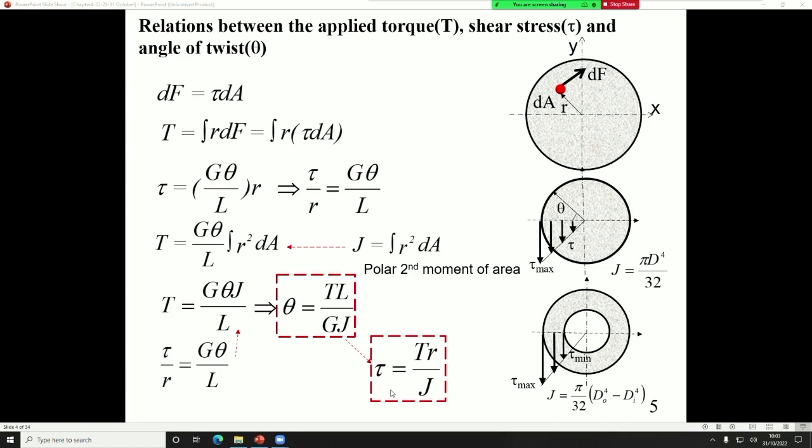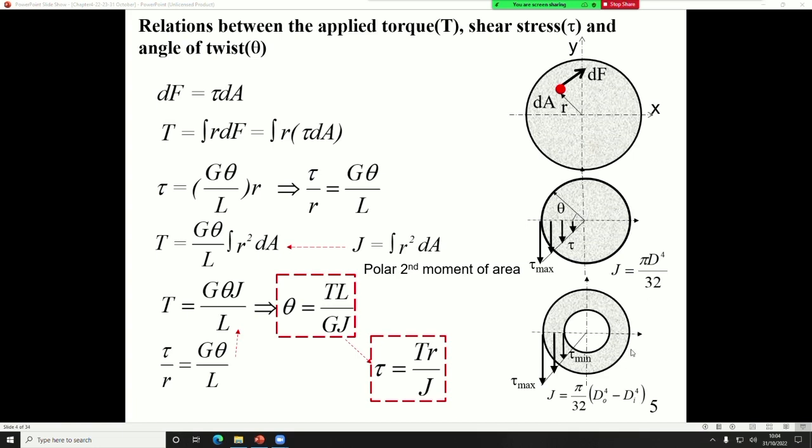I also showed you that the shear stress on the cross section is equal to the torque applied, times the radius of any point, any fiber, from the center of the twist or center of the cylinder, divided by the polar second moment of area. So based on this equation, shear stress has a linear variation. It has a maximum value on the outer layer, and it has zero value at the center. J is the polar second moment of area, which we covered in chapter 3. For a solid cylinder, it is equal to pi times the fourth power of diameter, divided by 32.